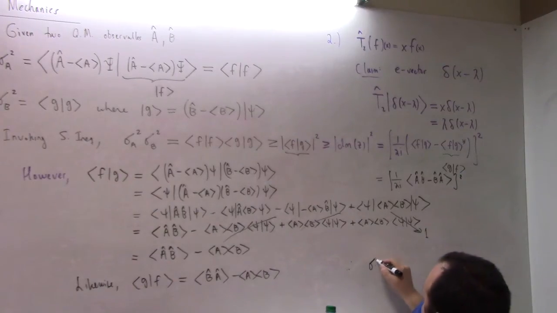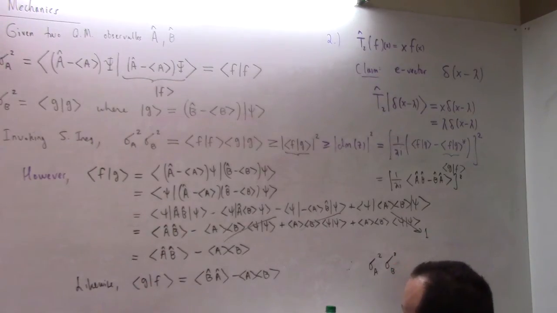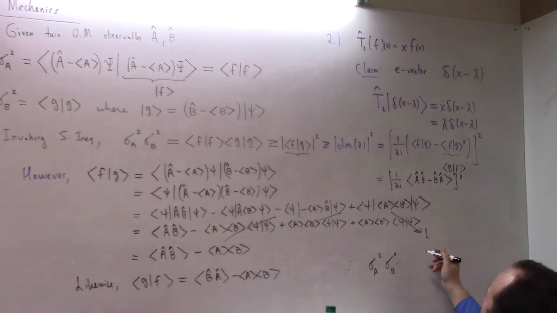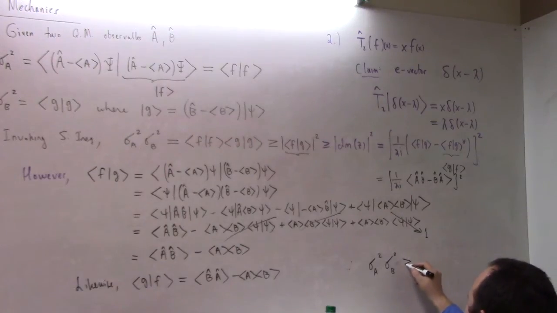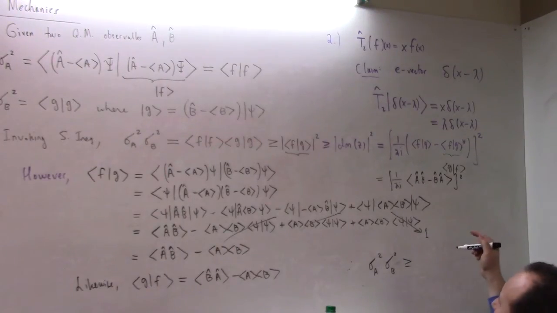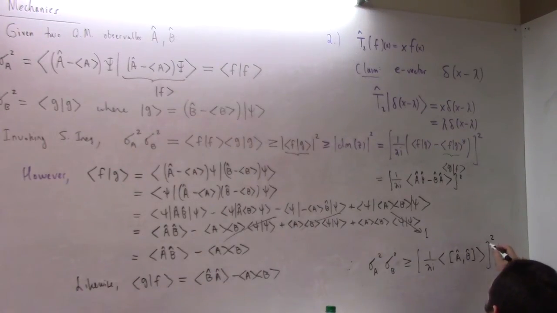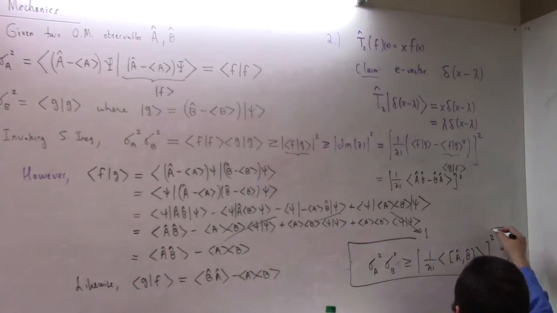So therefore, for us, the uncertainty of A squared, the uncertainty of B squared, standard deviation, I think is what it's usually called. Square of the uncertainty is standard deviation. Although honestly, it's sad, but I forget these silly terms. That's greater than or equal to 1 over 2i, the expectation of the commutator of A hat, B hat, quantity squared. And that, folks, is the generalized uncertainty principle.